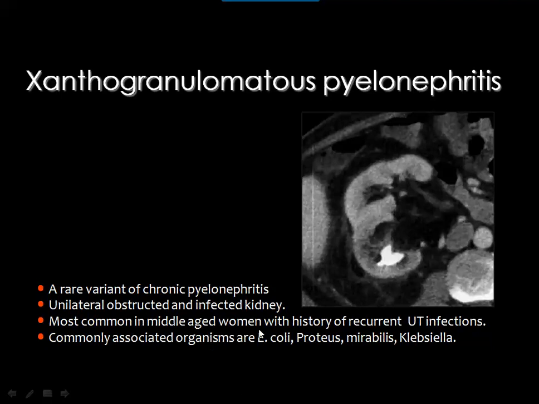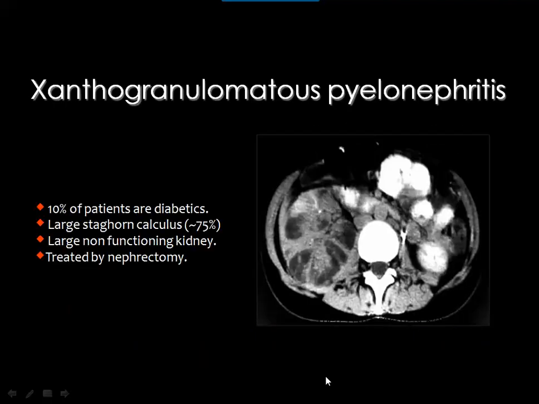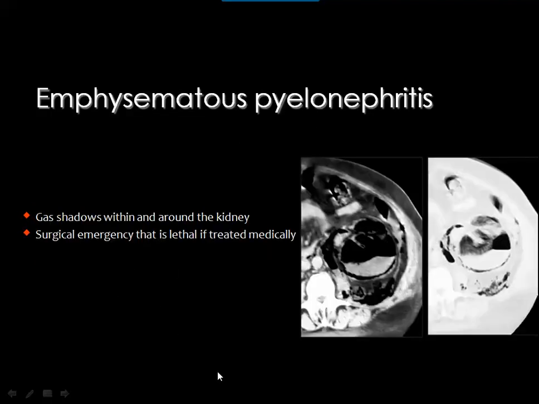As I have mentioned, this is a rare variant of chronic pyelonephritis, usually affecting a single kidney, and most common in the middle-aged woman with a history of recurrent urinary tract infection. Here, if you say that this is an acute pyelonephritic kidney, this is good for the diagnosis because of the presence of multiple liquefied areas representing abscesses. But if you can elicit the presence of fat or a big stone in other sections, then you may go to the diagnosis of xanthogranulomatous pyelonephritis, which is also seen in patients with diabetes. The treatment of this type of pyelonephritis is by nephrectomy.